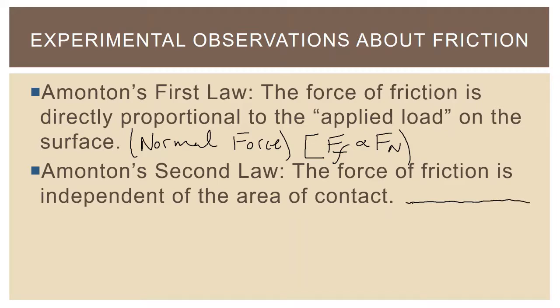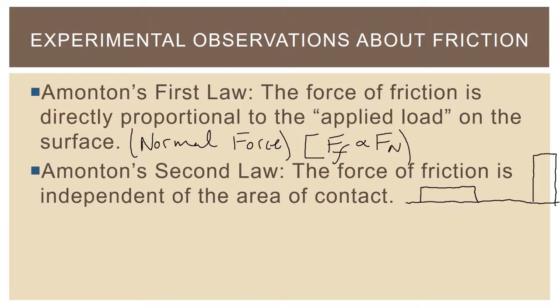Like, let's say we have a surface and we have a really rectangular block that has a very long length, but it's not that wide. And so it looks like that. Essentially, what Amontons's second law is saying is that if you put the block like that, or you put the block like this, the force of friction is going to be the same. It's independent of the area of contact.